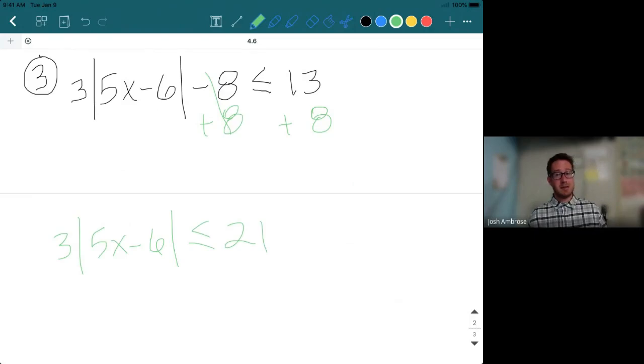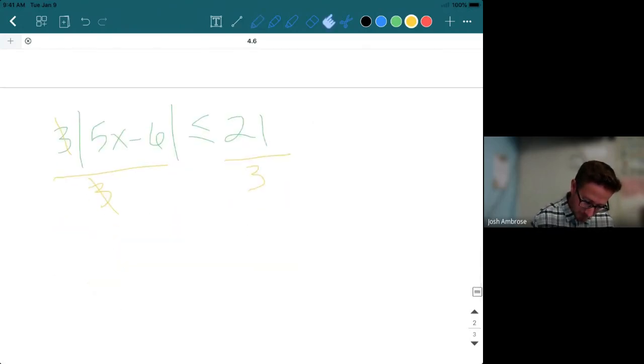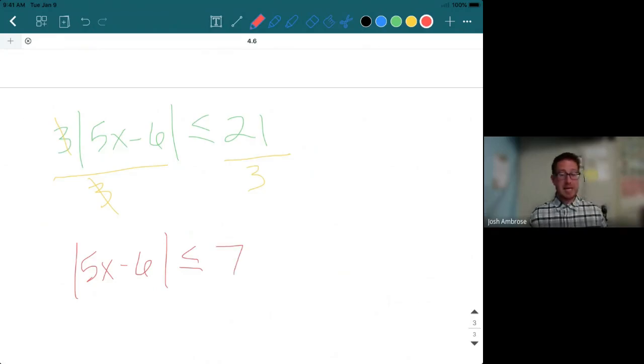Okay, we're still not done yet because we got to get rid of that 3 that's outside the absolute value. Okay, so we're going to divide both sides by 3. That crosses that out. And now we can rewrite what we have here. We have absolute value 5x minus 6 less than or equal to 7. Now what you possess is the inequality absolute value equation. Now we can proceed and actually solve for x here.